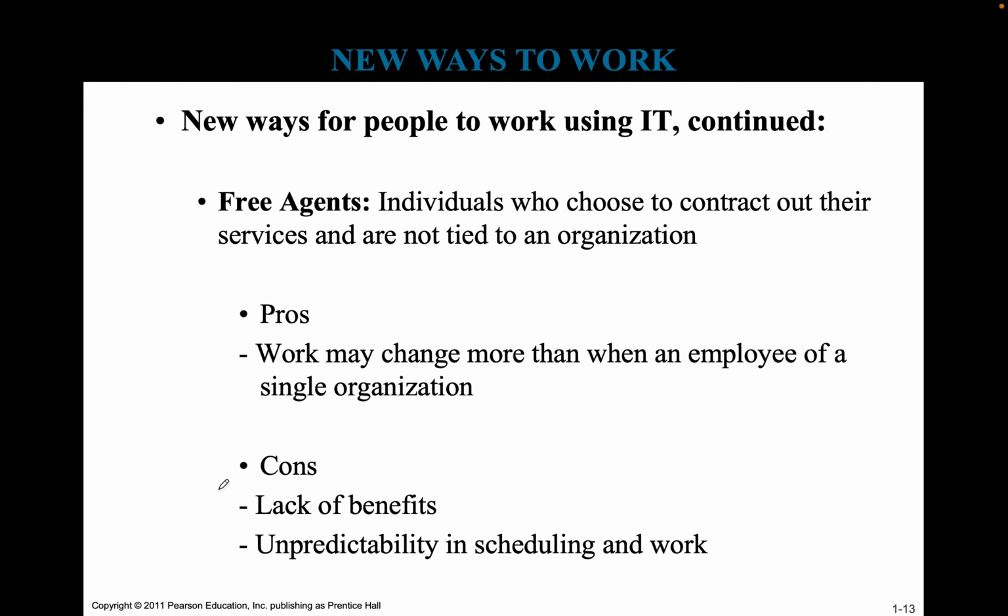You can be an agent to universities and send them people. You can be an agent to insurance companies and send them people because of IT infrastructure. Individuals who choose to contract out their services are not tied to an organization at all. For example, we may decide not to even have IT units. Anytime we need IT to solve an IT problem, we can contract it out because we're virtual.